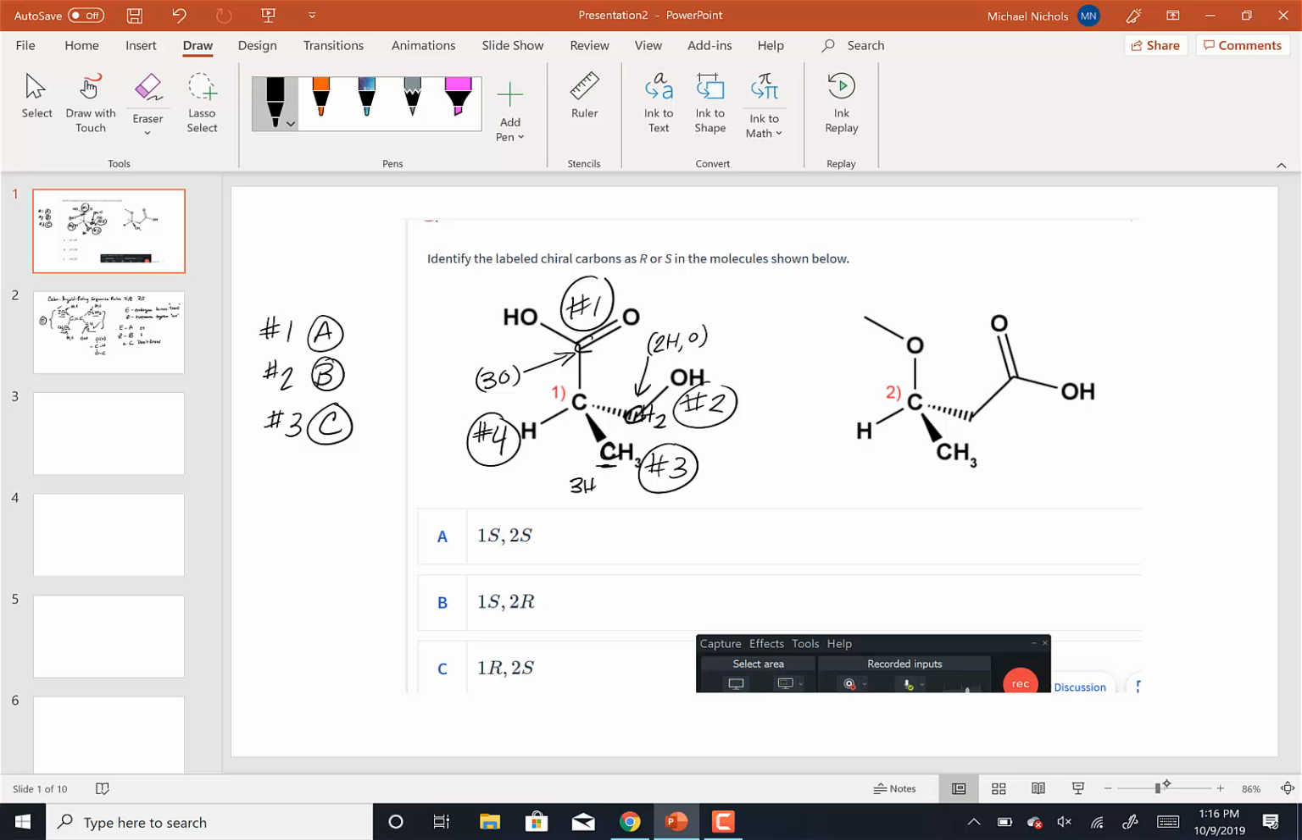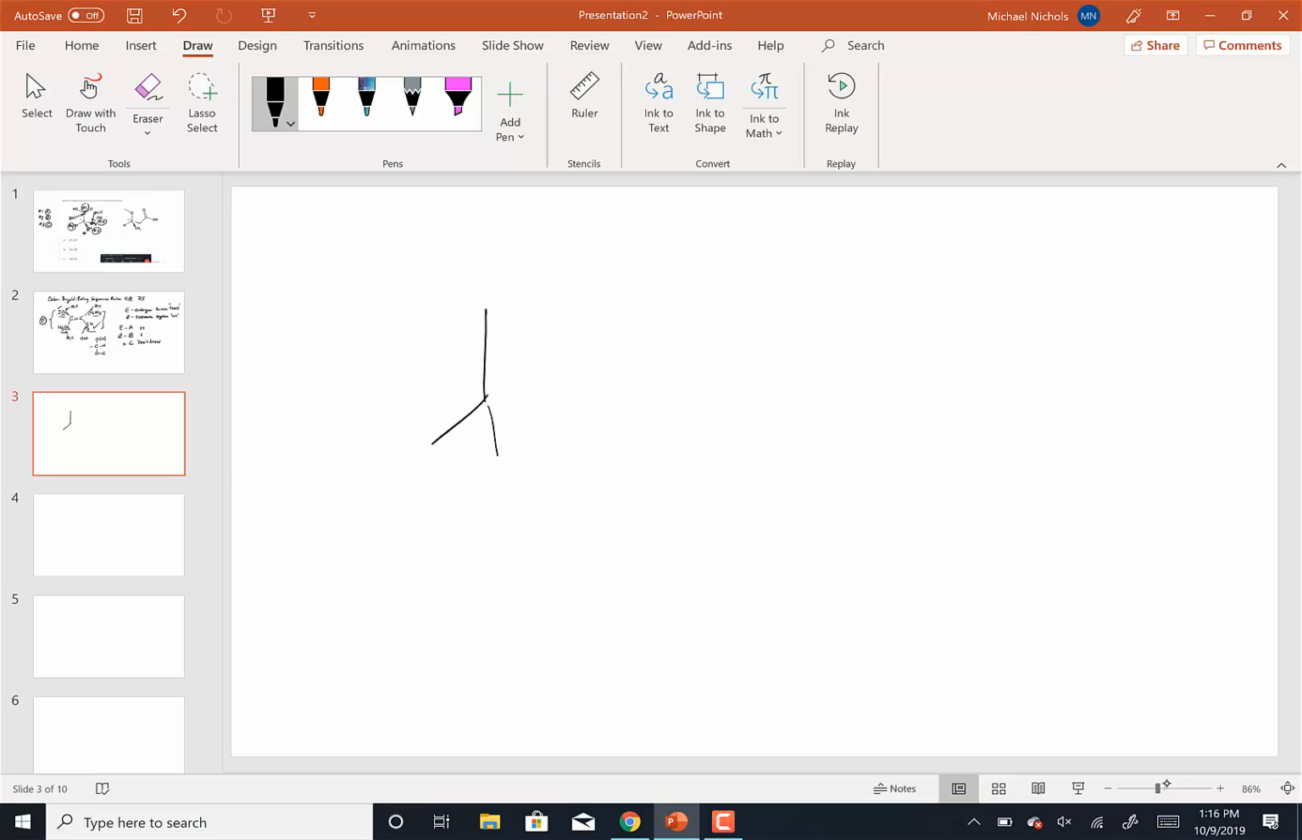So it goes 1, then 4, 3, and 2. Once you get the numbers assigned, now it's just simply a question of manipulating the numbers. You don't have to worry about the structures anymore, as long as you've got the numbering scheme. And these are the rules for R and S. Again, they're IUPAC rules. And what they say is the next step is to put the 4th priority group away from you. Point it away from you.